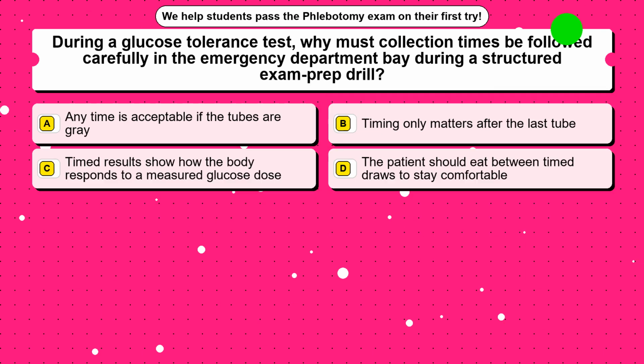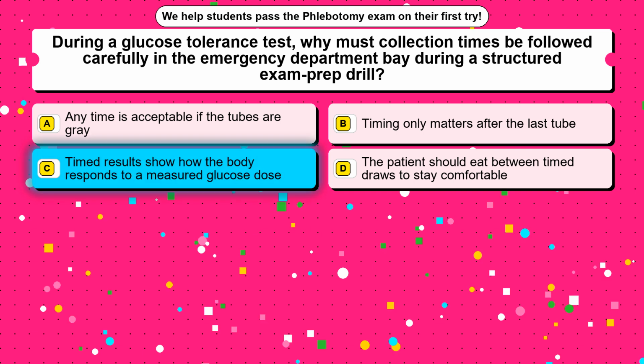Question 70. During a glucose tolerance test, why must collection times be followed carefully in the emergency department bay during a structured exam prep drill? Option A. Any time is acceptable if the tubes are gray. Option B. Timing only matters after the last tube. Option C. Timed results show how the body responds to a measured glucose dose. Option D. The patient should eat between timed draws to stay comfortable.